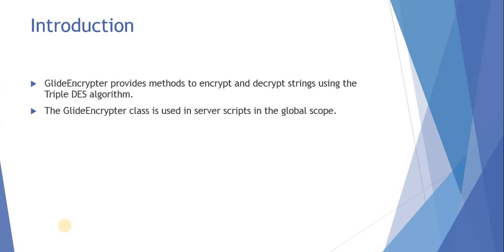First of all, the introduction. GlideEncrypter provides methods to encrypt and decrypt strings using the DES algorithm. So you can pass a string to this class and it will encrypt your string, and if you want to decrypt it back, it can do that as well. And the most important thing to note is it is available only in the global scope, so you cannot use that in your scoped applications.